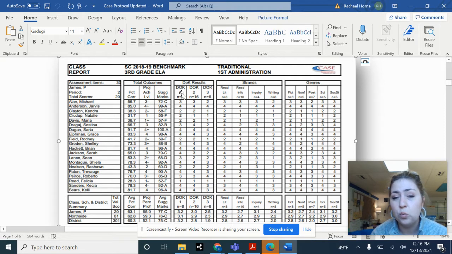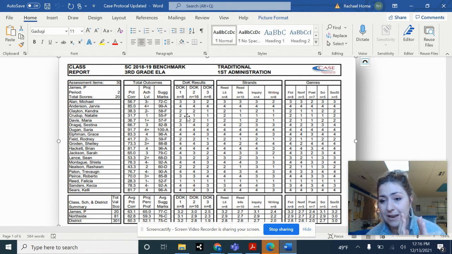Depth of knowledge 1 obviously is your easiest level. If you see this N equals 8, that's the number of questions at that rigor level. So there were 8 questions at a DOK 1 level, 16 questions at a DOK 2 level, and 6 questions at a DOK 3 level. The numbers at the bottom are where things got a little hairy for me. Those are EOG averages for that category of depth of knowledge level.